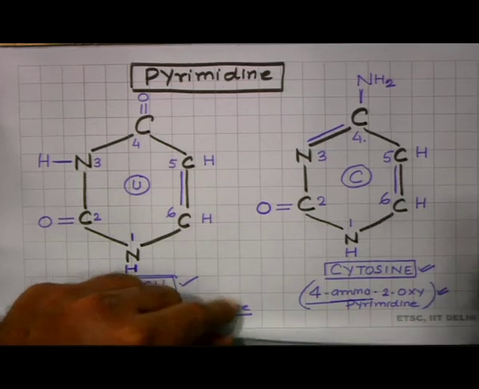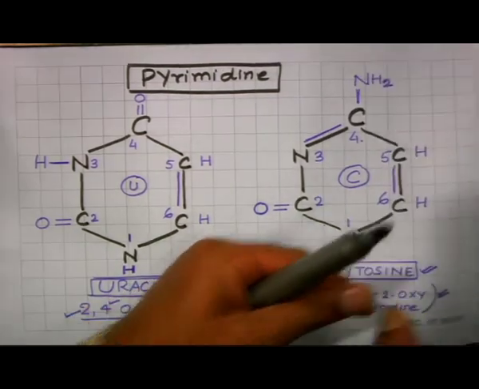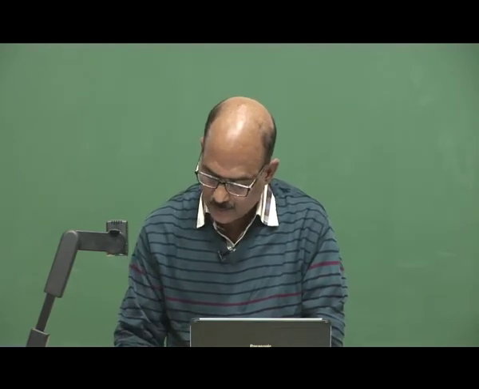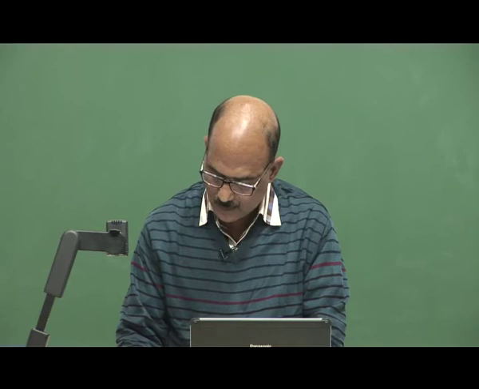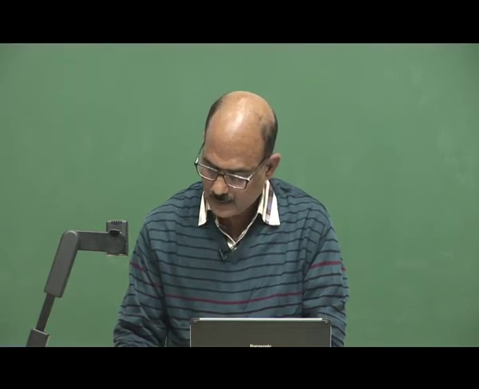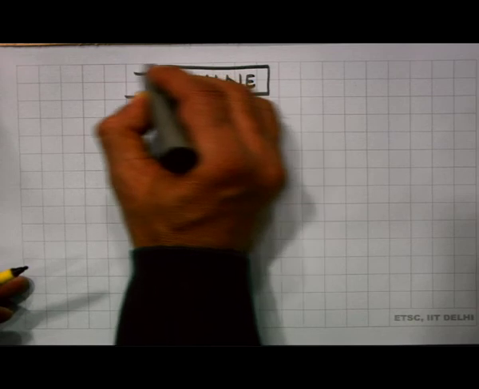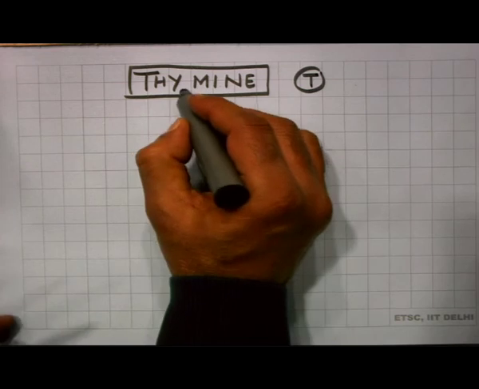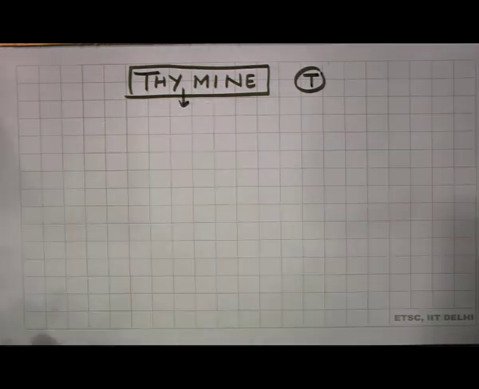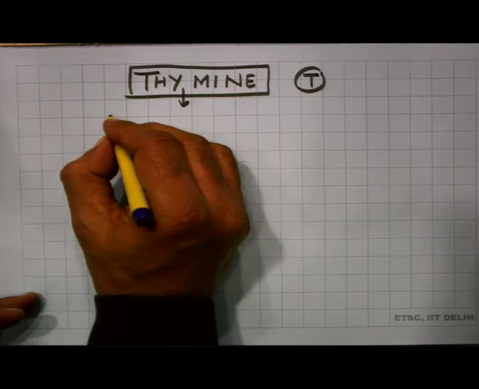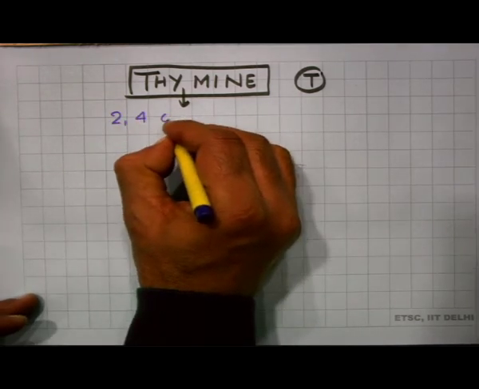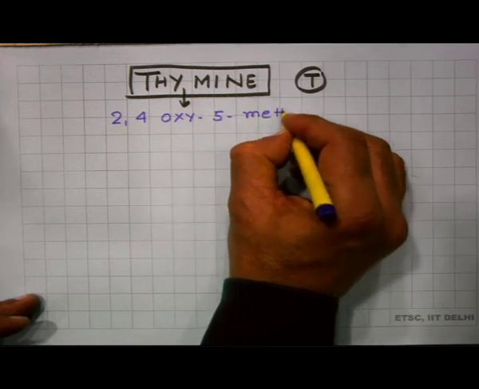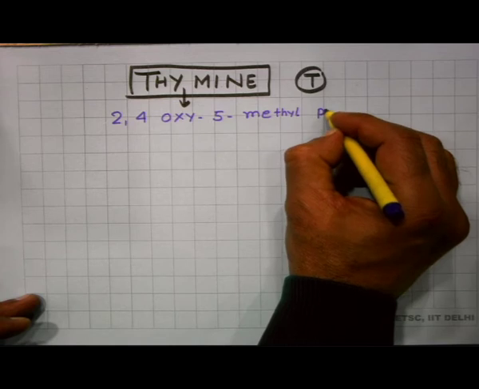Okay. Now, the last pyrimidine structure, that is thymine. Thymine, its abbreviation is T and the chemical name of thymine is 2,4-oxy 5-methyl pyrimidine.